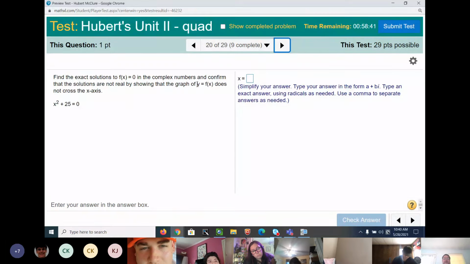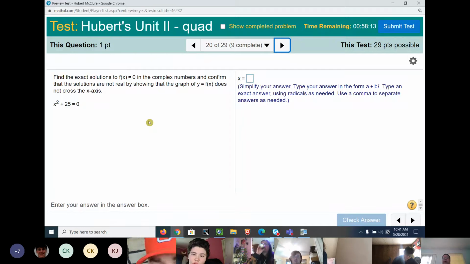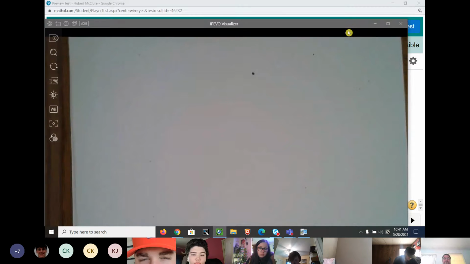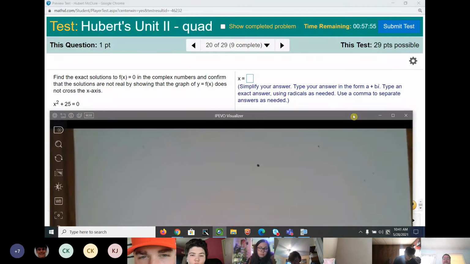Okay, find the exact solutions. Complex numbers. Okay. Now here we can actually just, there's no X-intercepts. Somebody tell me why there's no X-intercepts. It doesn't cross the x-axis. Well, I know, but why? How do I know that? Somebody tell me how I know that, especially the people that think they know. There's no Y. Nope, that's not it. Good answer, though. Good try.